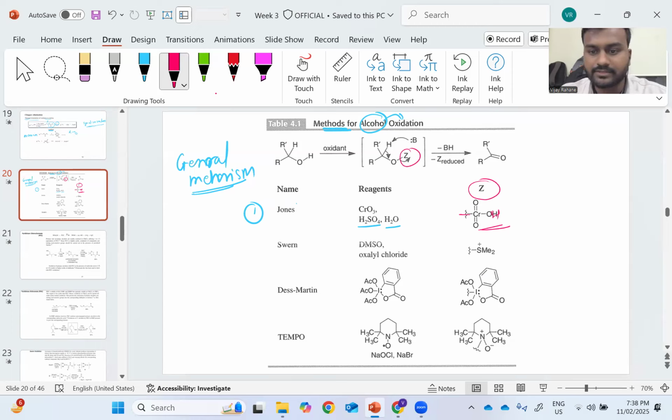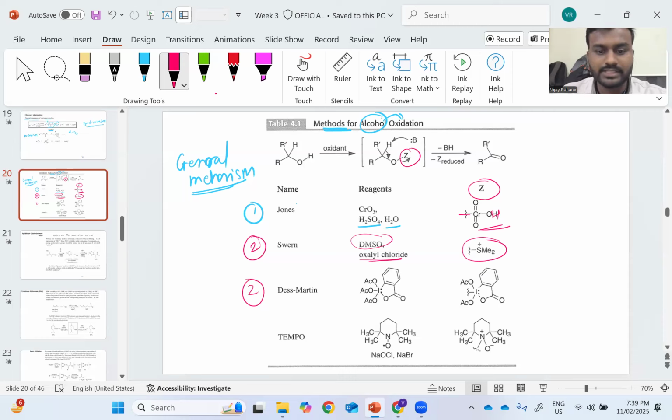In case of Jones reagent, it is chromic acid. In case of Swern oxidation, as we already discussed in the last video, what are the reagents used in the Swern oxidation? Oxalyl chloride and DMSO were the reagents, and the active Z group in the Swern oxidation is SMe2 plus. So this cationic species is the Z group in this general mechanism.